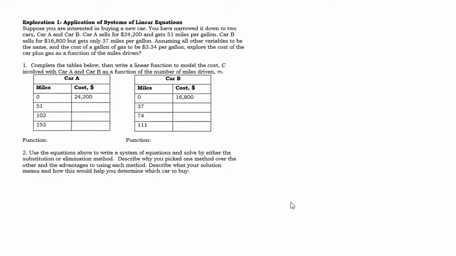So the first thing we're being asked to do is complete the tables below, then write a linear function to model the cost involved with car A and car B as a function of the number of miles driven. All right, so let's start with car A. And we're trying to figure out how much it's going to cost to drive car A. Well, it's going to cost the cost of the car plus the cost of the gas. And we already know the cost of the car. The cost of the car is $24,200.